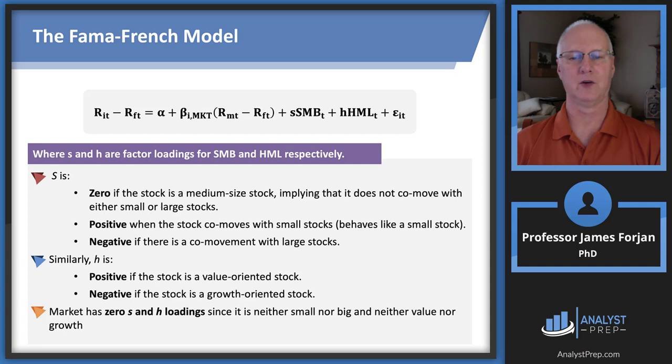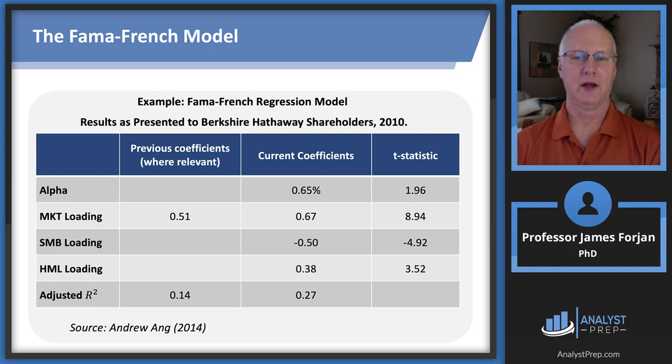So once again, here is the result that was actually presented at the Berkshire Hathaway shareholder meeting. So look at the alpha over there, 1.96 t-stat, and then we've got almost a 9 and a minus 4 and a 3.5, adjusted R-square, 14%. Wow, let's go ahead and think about what we're doing here. We're adding some extra variables to the model, and look, they're significant. Oh boy, so all right, let's talk about what this means.